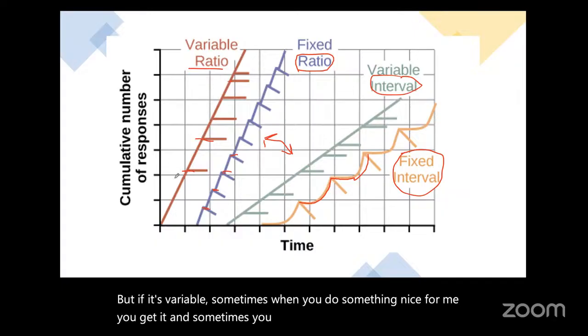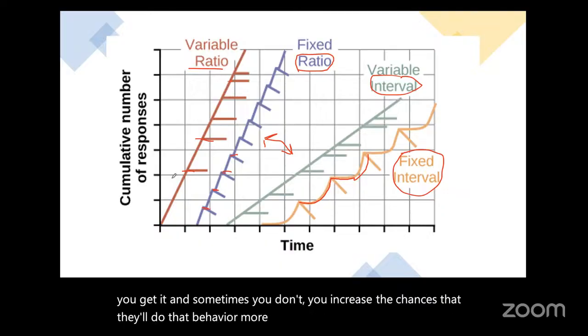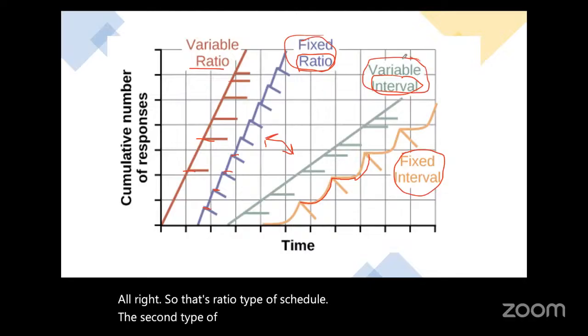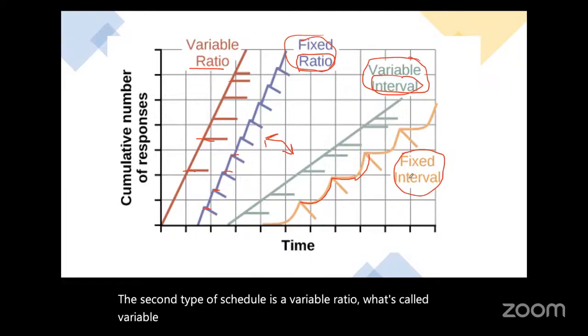You increase the chances that they'll do that behavior more often. Okay. All right, so that's ratio type of schedule. The second type of schedule is what's called variable interval. Okay, so let's go to the fixed interval.